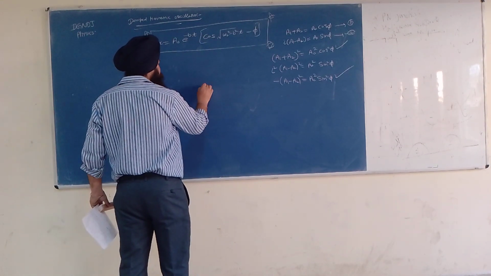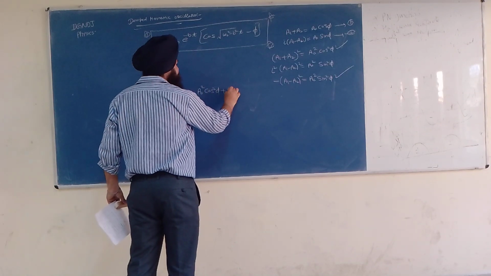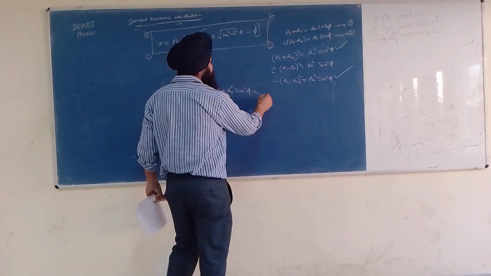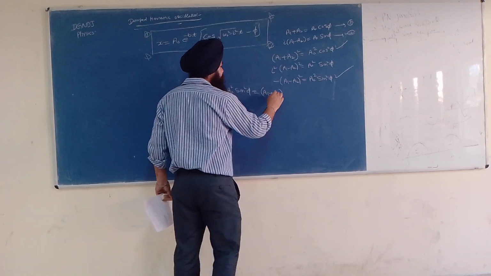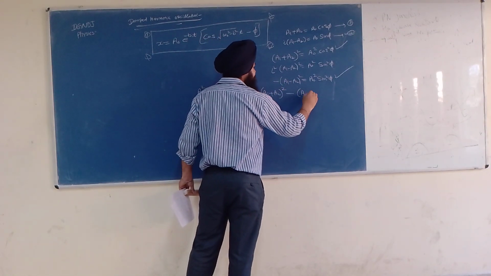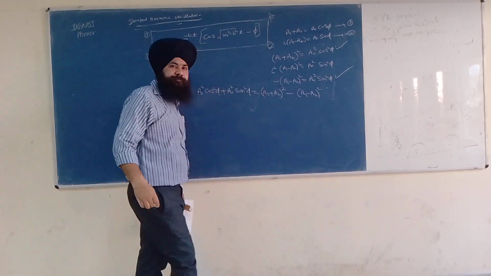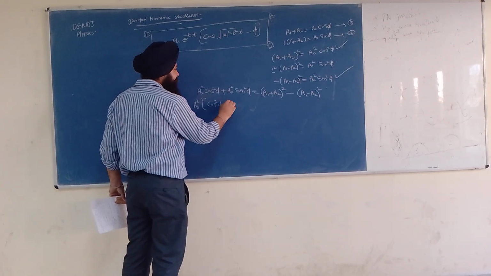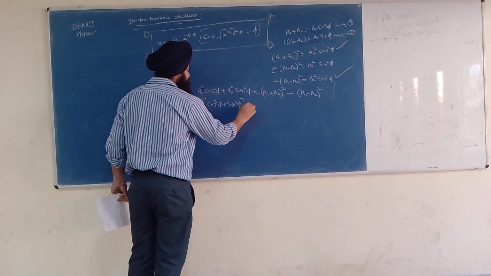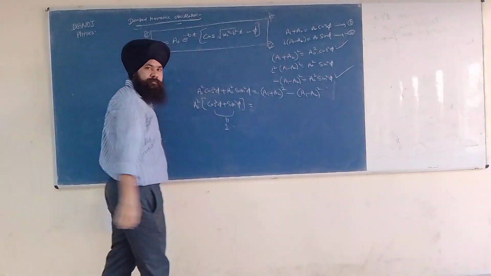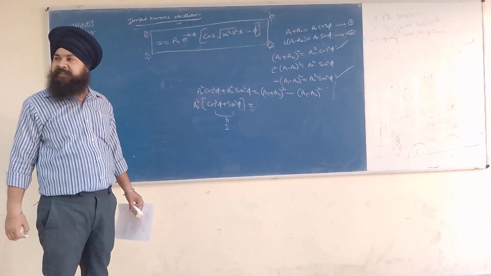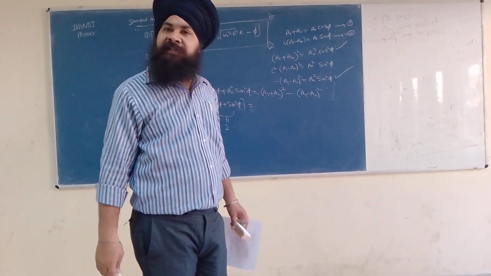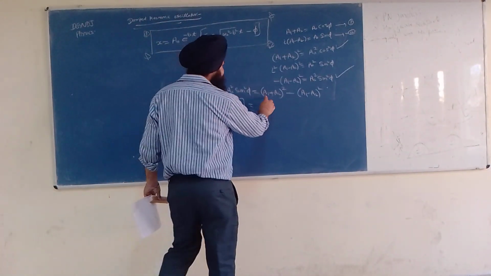I am getting a0 square cos square phi plus a0 square sin square phi is equal to (a1 plus a2) square minus (a1 minus a2) square. This has a common a0 square, and cos square phi plus sin square phi gives me the answer 1. You know this? Cos square theta plus sin square theta is always 1. And the right side becomes (a plus b) whole square.